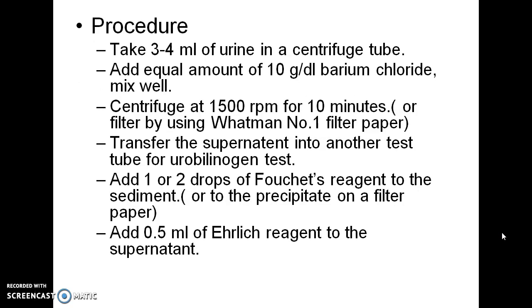You have to take 3 to 4 ml of urine in a centrifuge tube, add an equal amount of 10 grams per dl barium chloride, and mix well. Centrifuge at 1500 rpm for 10 minutes or filter using Whatman No. 1 filter paper. Transfer the supernatant into another test tube for the urobilinogen test. Add 1 or 2 drops of Fouchet's reagent to the sediment or to the precipitate on a filter paper. Add 0.5 ml of Ehrlich's reagent to the supernatant.